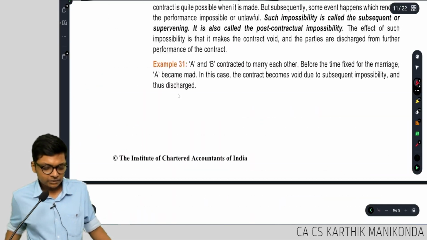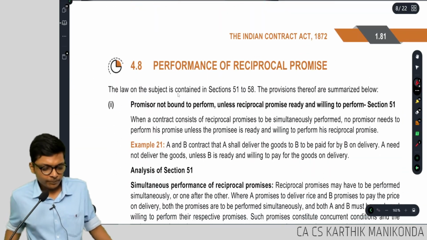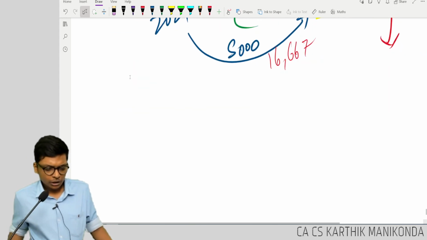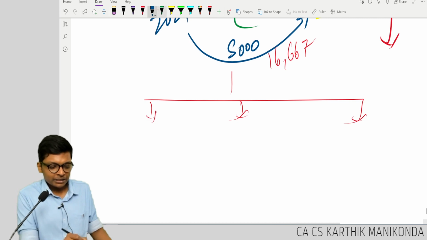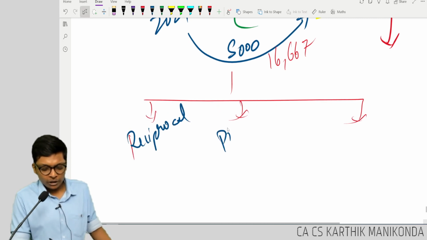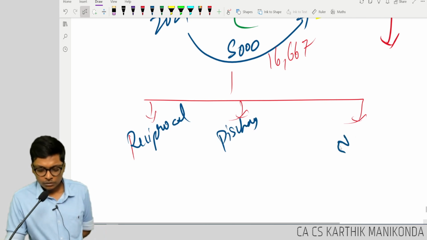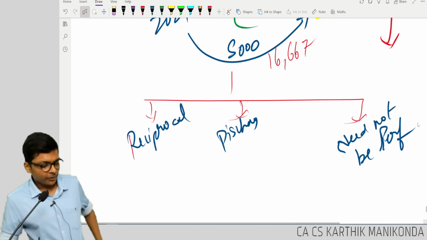Okay. Next, reciprocal promise is a big chapter, so we might take some time. Only 3 more questions left, guys, in this chapter. What are the 3 questions? Reciprocal promise, discharge is last, and need not be performed. Okay.